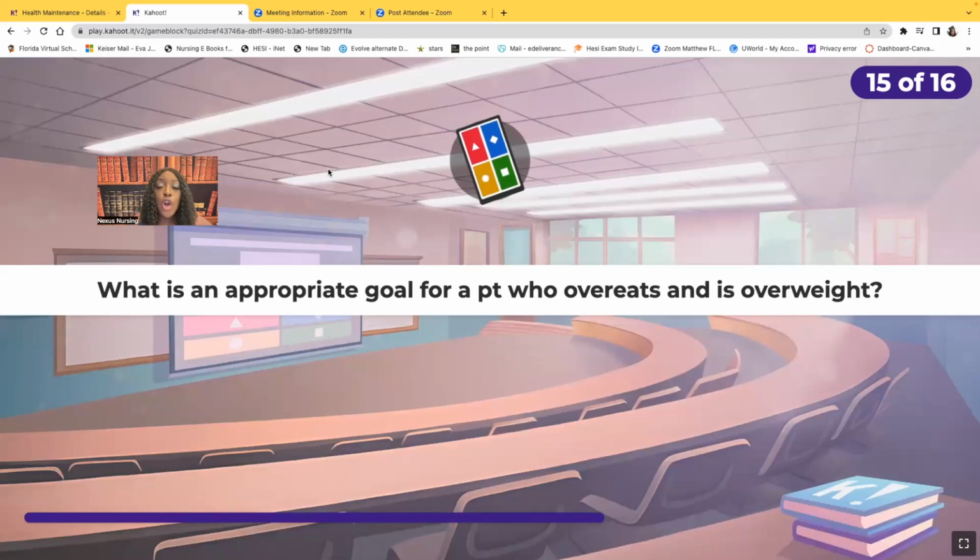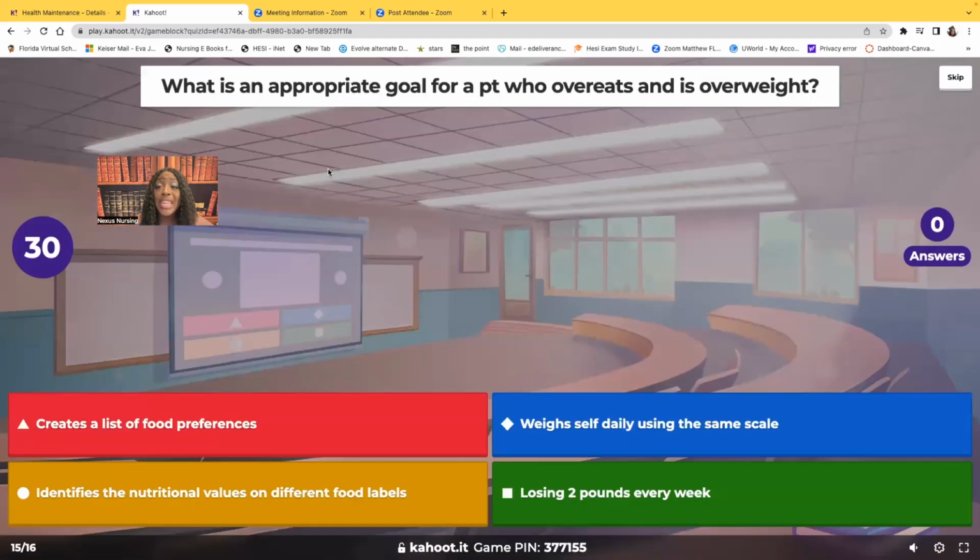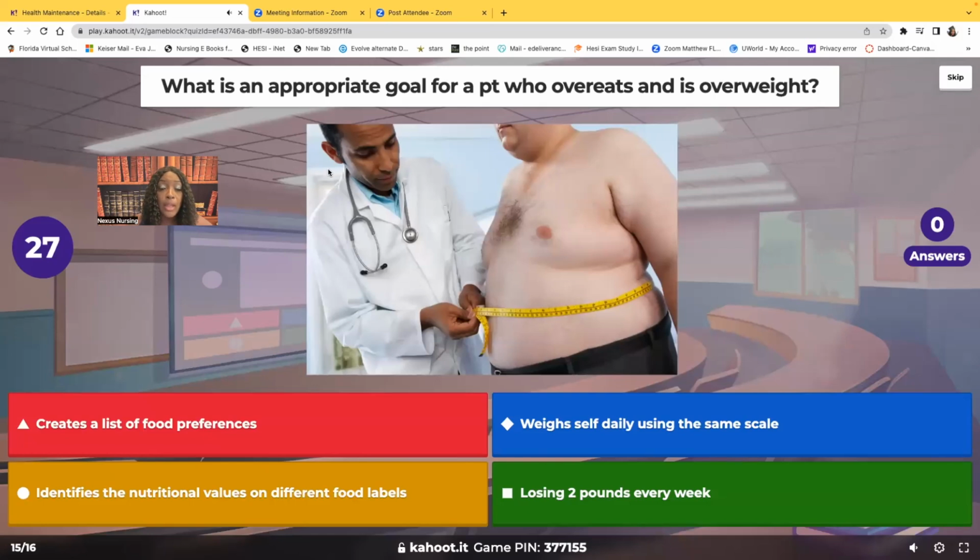What's an appropriate goal for a patient who overeats and is overweight? Is it to create a list of food preferences? Is it to weigh themselves daily using the same scale? Is it to identify the nutritional values on different food labels? Or would it be to lose 2 pounds every week?